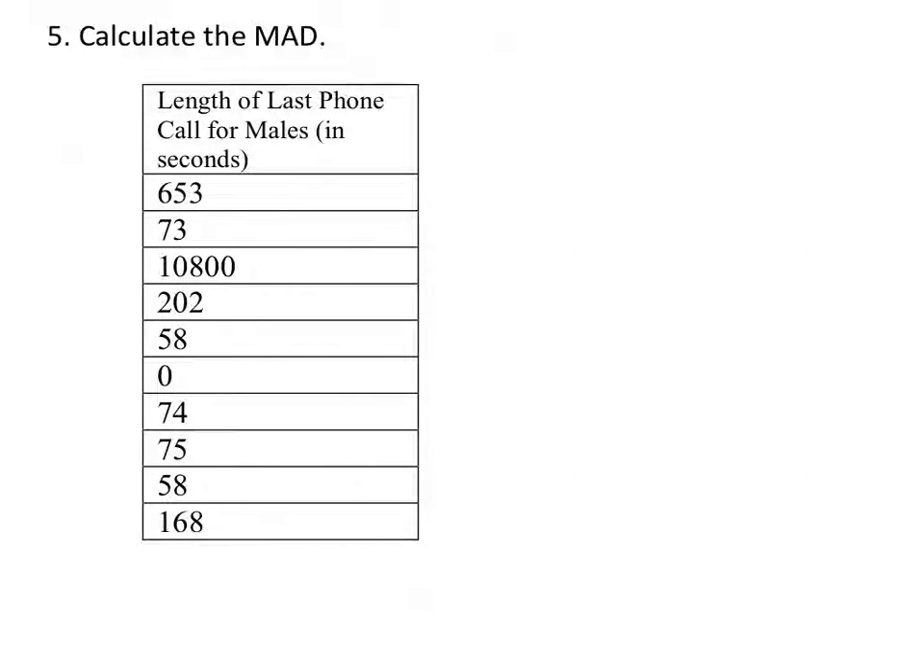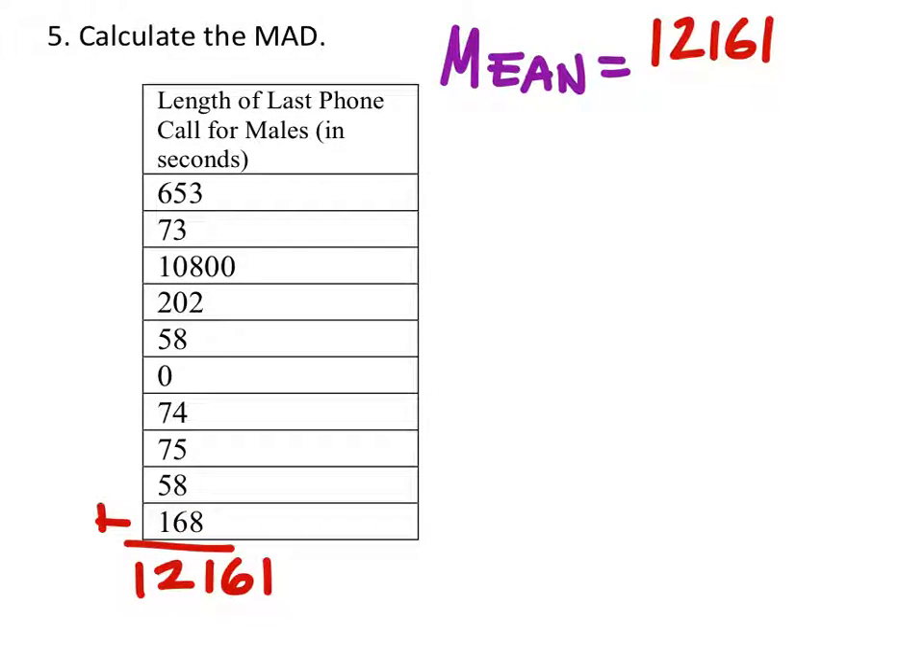All right, let's calculate the MAD for the length of the last phone call for males in seconds. Okay. Well, the first thing we're going to want to do is add all of these together. So let's go ahead and do that. So just by adding all these together, I get 12,161. Now what I really want is the mean for all of these. So I will take that 12,161 and divide it by how many numbers we have. So I got 10 numbers right here. And that gives me a mean of 1,216.1, I'm just going to round it to 1216 though, so keep it nice and even right here.